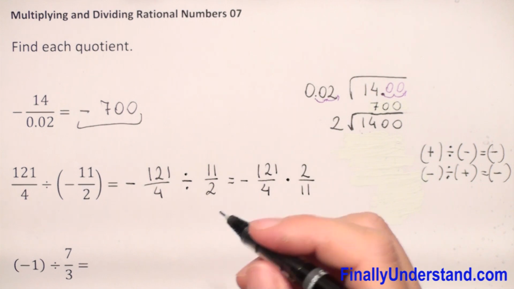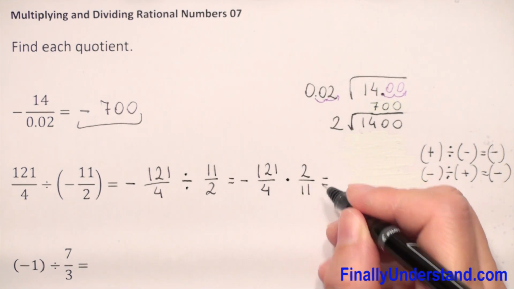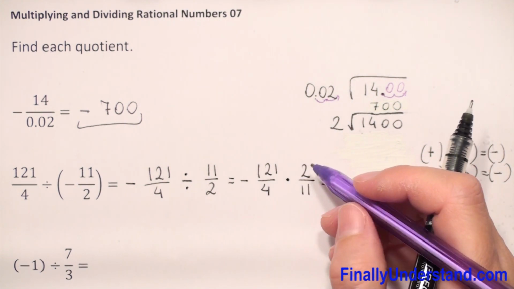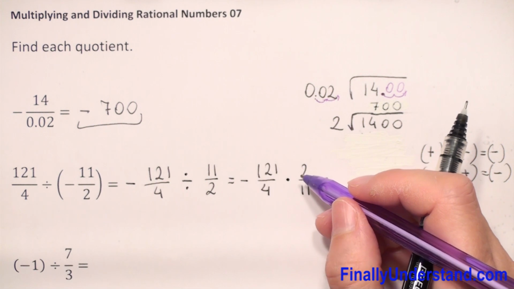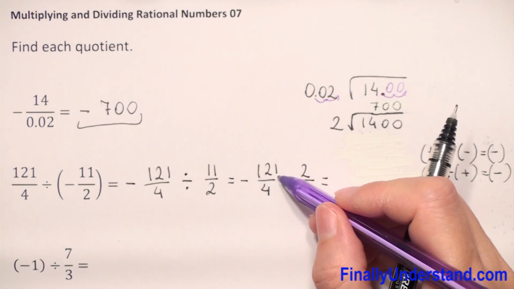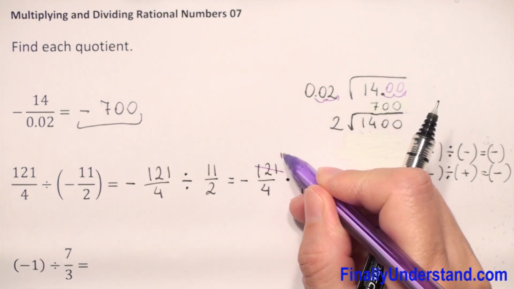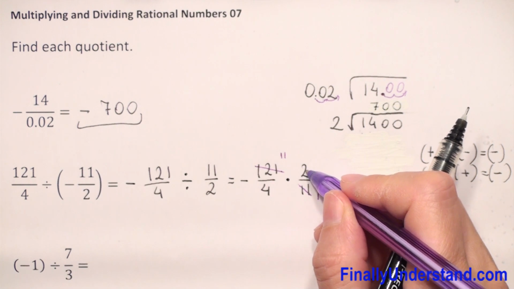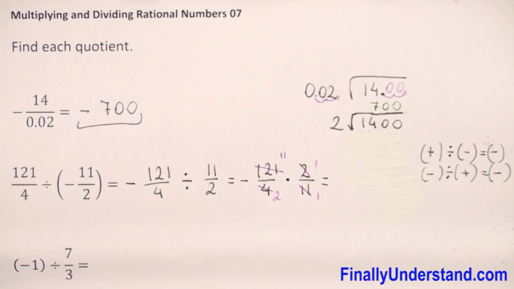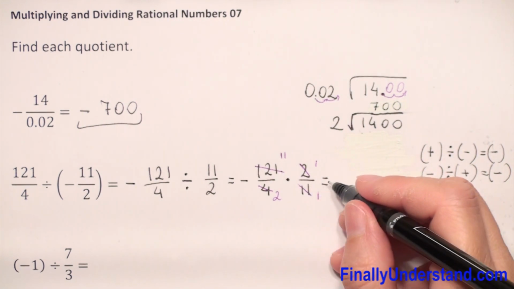And now, before we do multiplication, we have to check if we can reduce something. When we reduce, it means we have to divide numerator and denominator by the same number. We had 21 and 11. We can reduce by 11, so it will be 1 and 11. We have also 2 and 4. We can divide by 2, so it will be 1 and 2. And now it will be very easy to do multiplication of these two fractions.